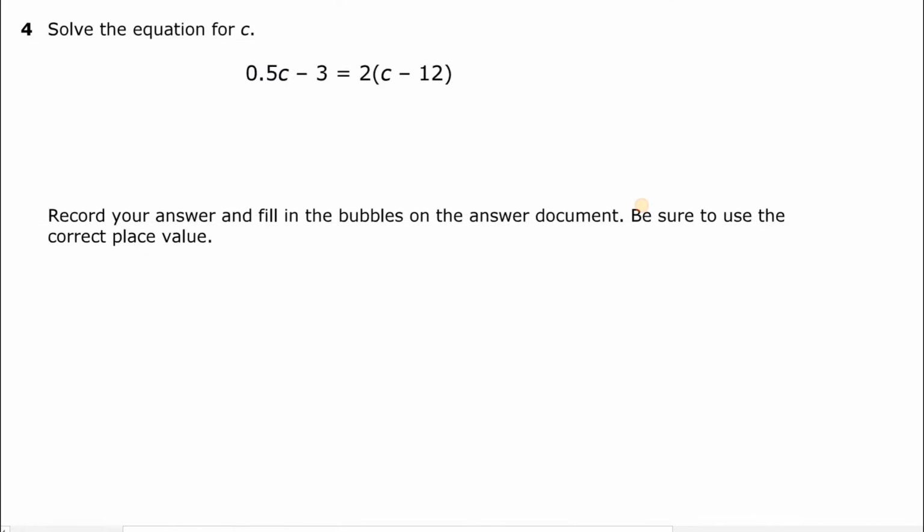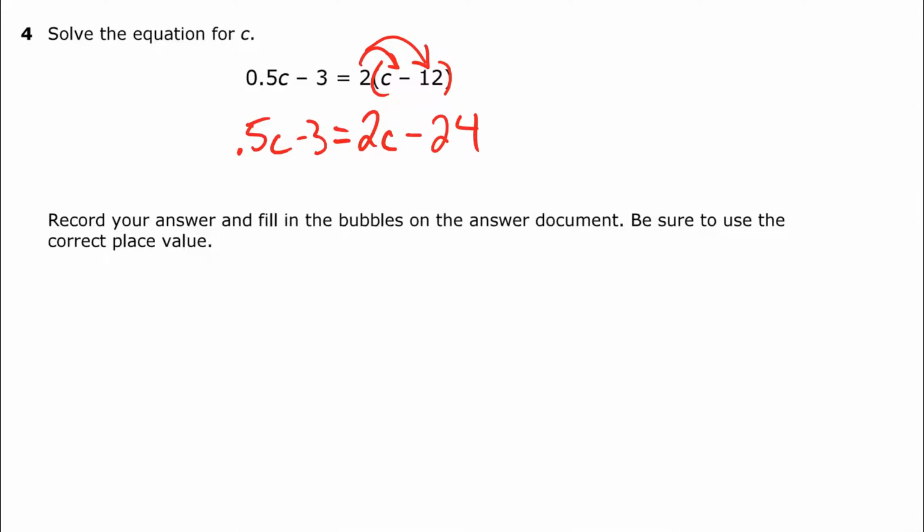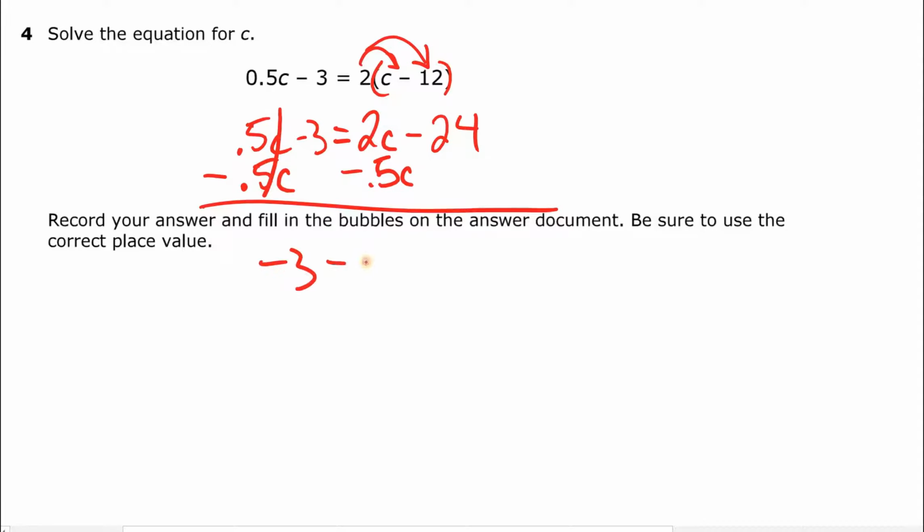On the next question, we're solving the equation for C. We see parentheses, so we're going to distribute. 2 times C is 2C. 2 times -12 is -24. 0.5C minus 3 equals, we brought everything else down. We have C's on both sides, and we don't want to have C's on both sides. We need to get them all to the same side. So we're going to get rid of this 0.5C by going minus 0.5C, minus 0.5C. These are gone. -3 is equal to 1.5C minus 24.